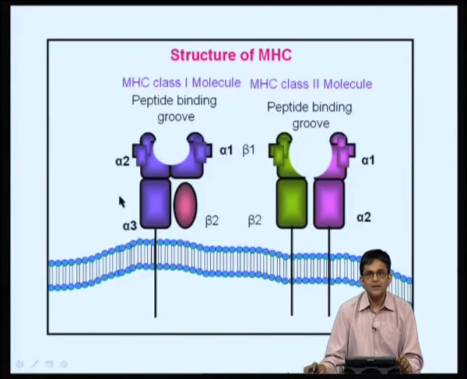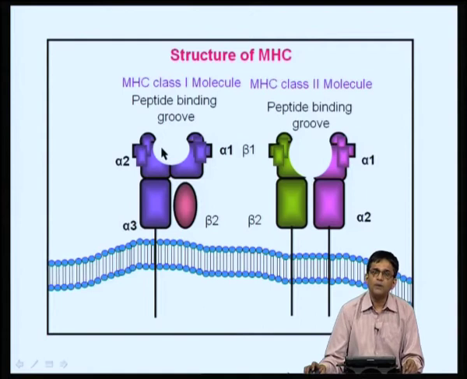And this is a structural depiction of MHC class 1 molecules, and you can see this is MHC class 1, and the alpha chain contains 3 domains: alpha 1, alpha 2, alpha 3. And the alpha 3 is linked non-covalently with the beta 2 microglobulin, and the peptide binding groove, or the region where peptide binds, is over here.